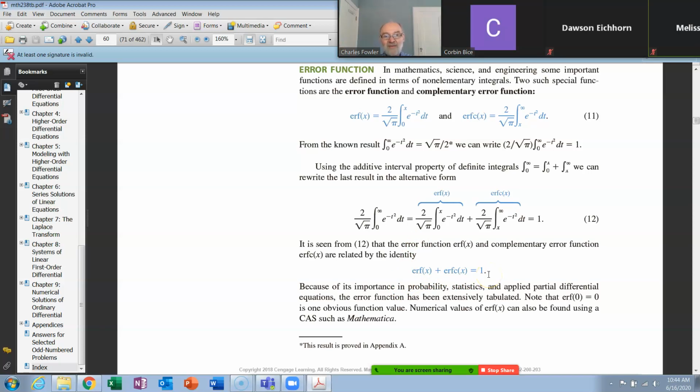Okay? Now, they don't say where you use it or why you use it, but its importance is in probability, especially statistics, of course, and applied partial differential equations. We're not going there. The error function has been extensively tabulated, and the error function of 0 is 0 because you're going from 0 to 0 there. That's going to have to be 0. And the others they say you can find there. That's all they talk about it.